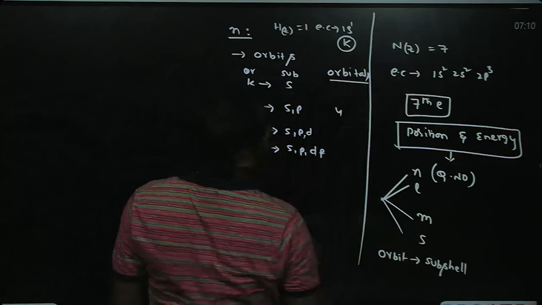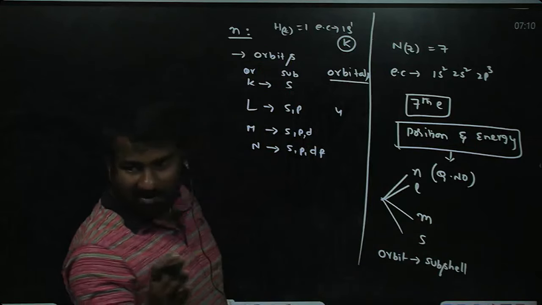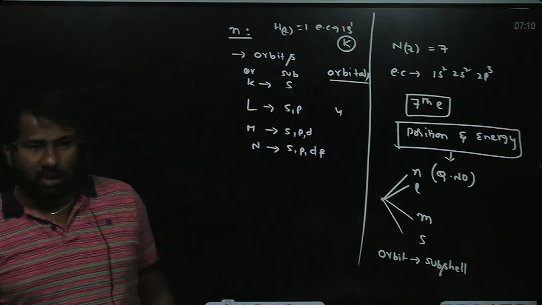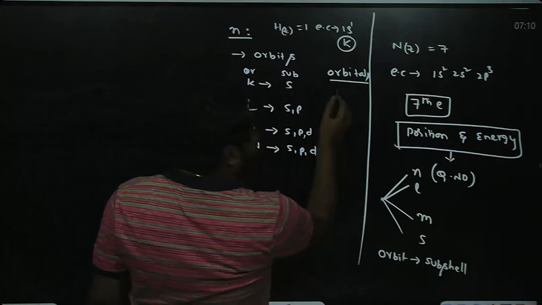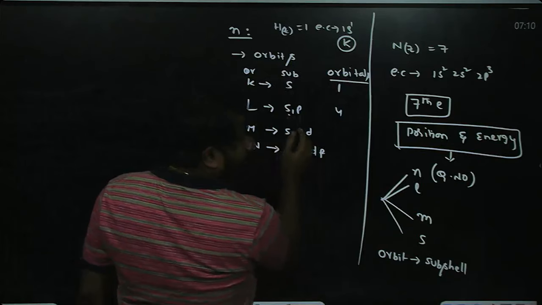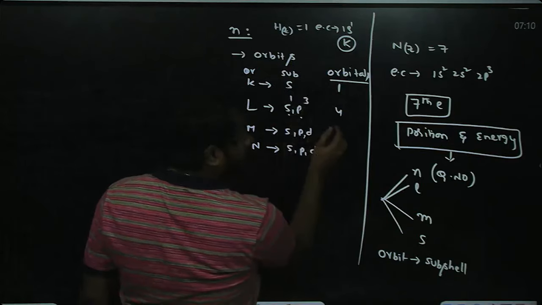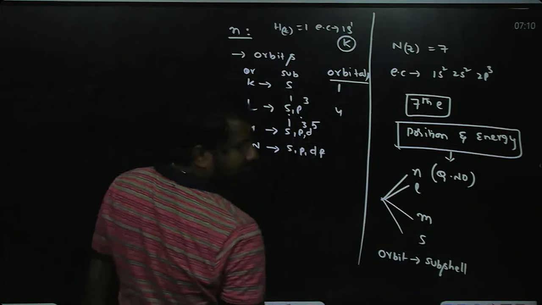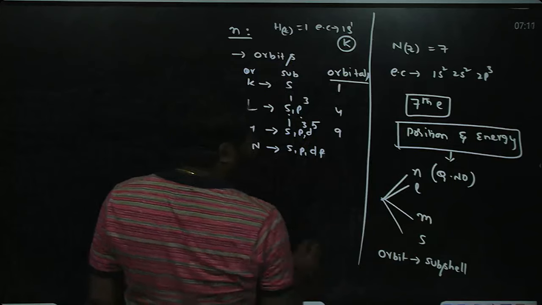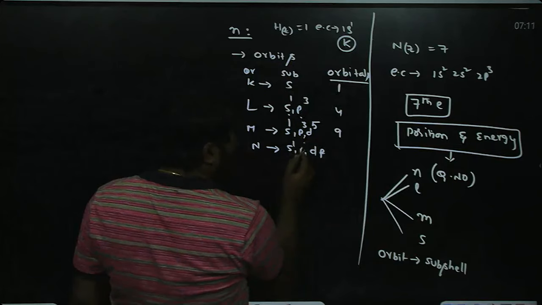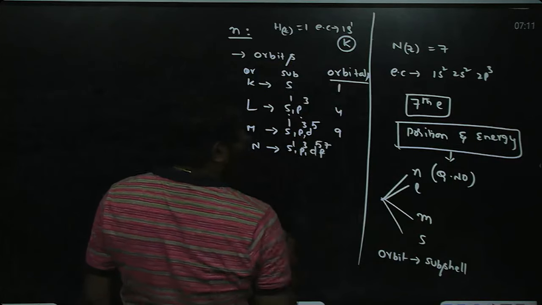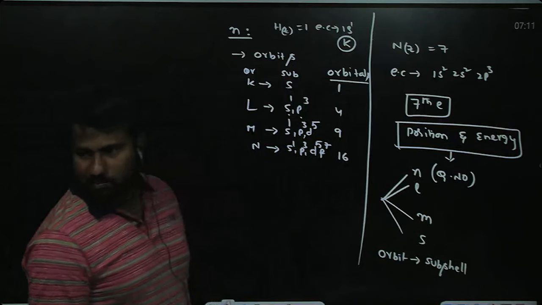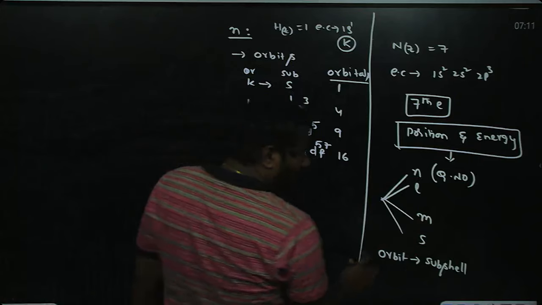Don't be confused. The orbit contains subshells. The subshell contains orbitals. Now the S subshell contains only one orbital. S contains 1, P contains 3, so 1 plus 3 is 4. S contains 1, P contains 3, D contains 5, so total 9. S contains 1, P contains 3, D contains 5, F contains 7, so total 16. Like that we write.